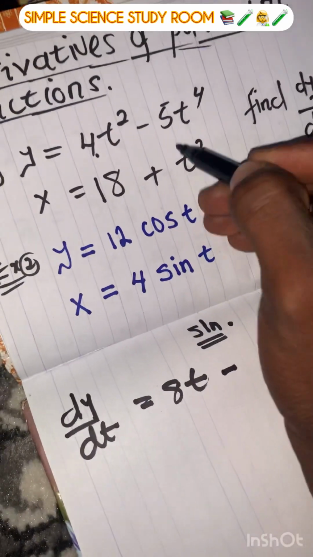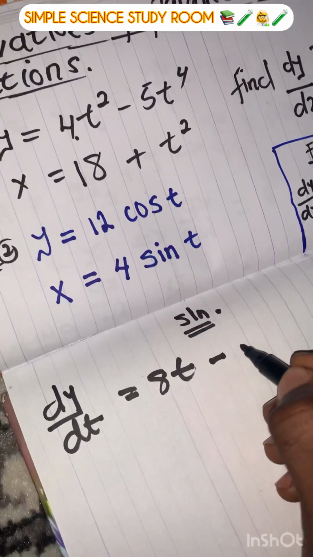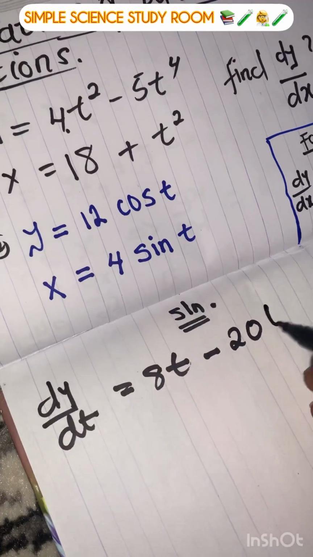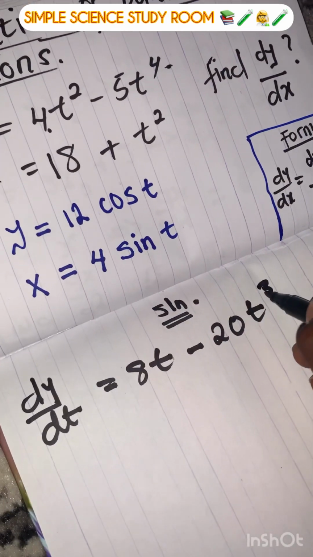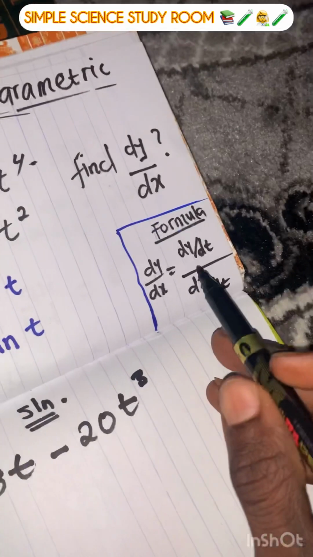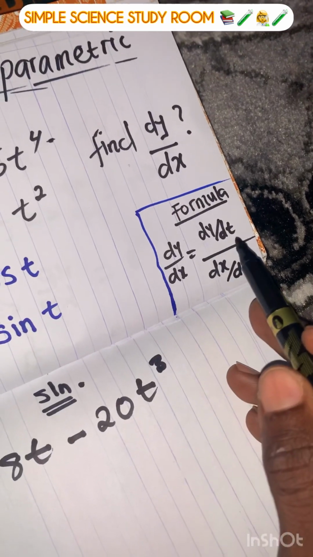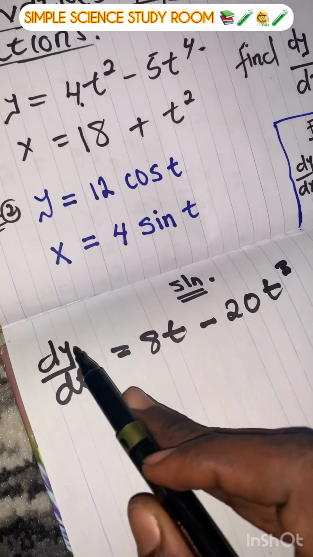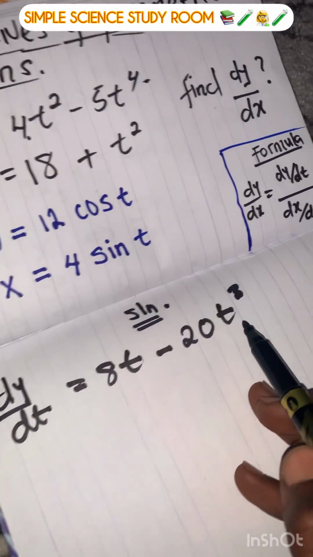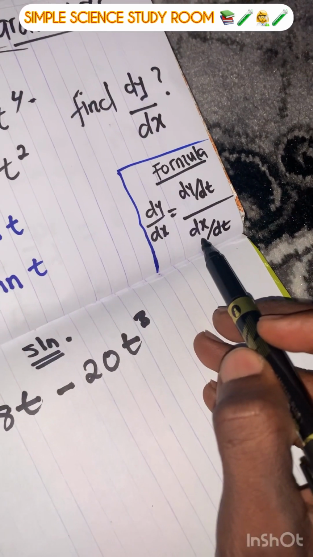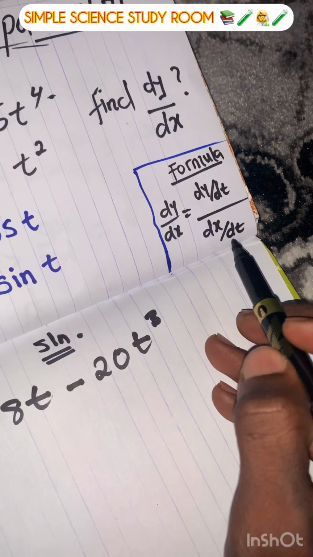Then minus 4 times 5 is 20t. Then we reduce 1 from the power, that is power 3. So now, compared to the formula, we have dy by dt as this value. dy by dt equals 8t minus 20t to the power 3. Then now we go further to find the value of dx by dt.